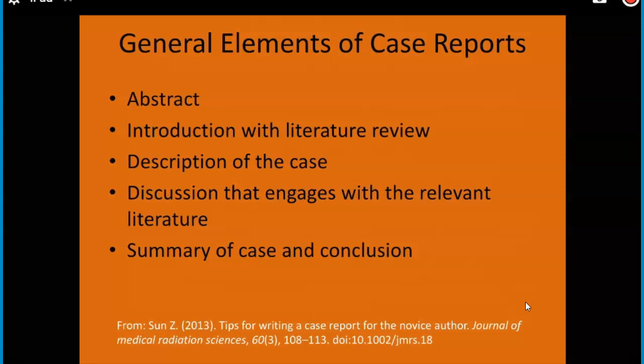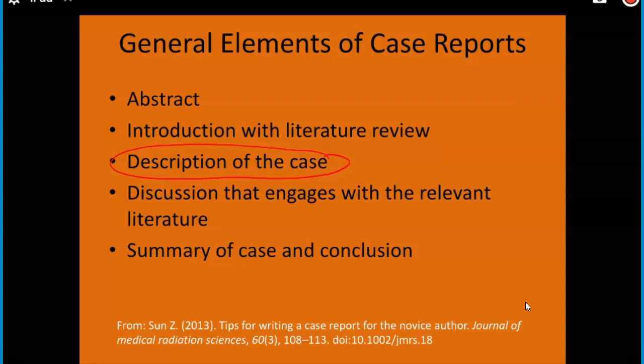So, general elements of case reports, and I've taken this from an article that I put in the recommended course material section from the Journal of Medical Radiation Sciences. Most case reports have some sort of abstract. They have an introduction that includes a brief literature review or contextualization of the topic with literature. Then the lengthiest part is usually the description of the case.